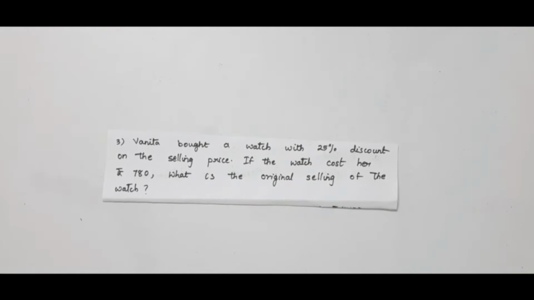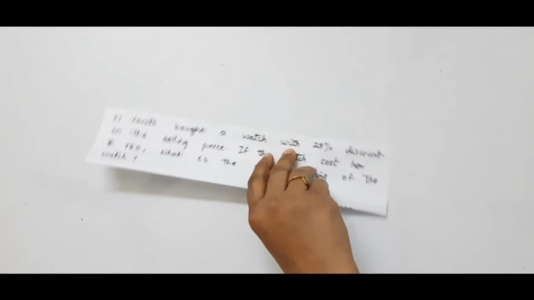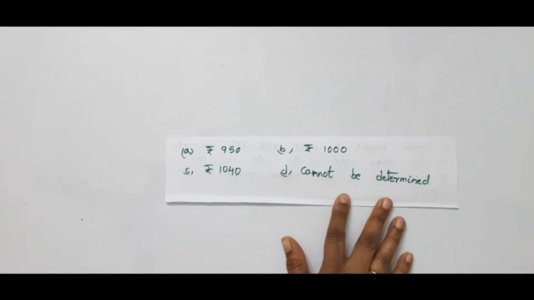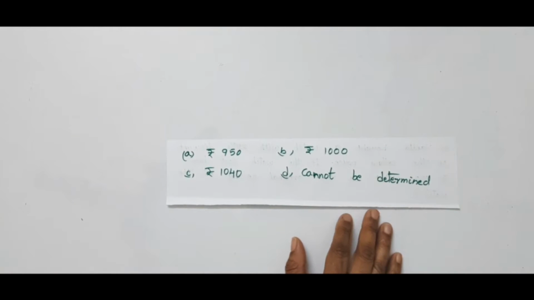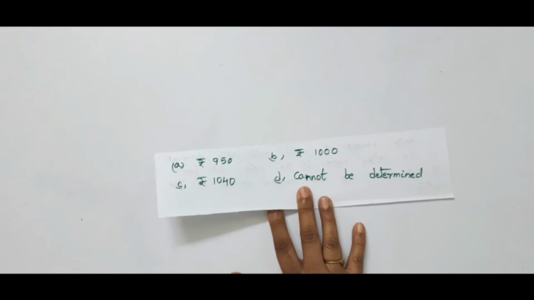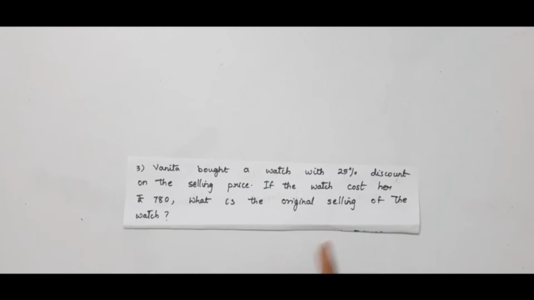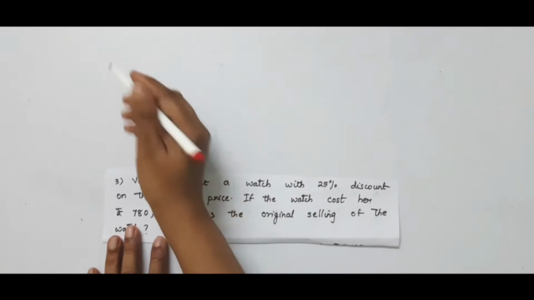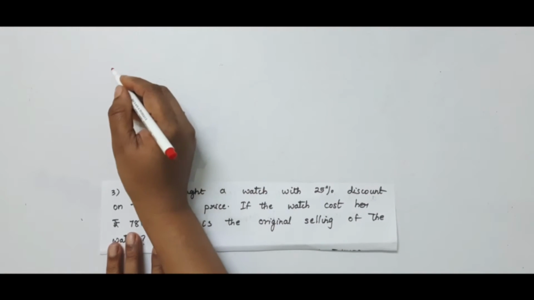Next problem. Vanita bought a watch with a 25% discount on the selling price. If the watch cost her rupees 780, what is the original selling price of the watch? Options: A 950, B 1000 rupees, C 1040, and D cannot be determined. In this problem they have given the discount on the selling price and asked to find the original selling price of the watch.